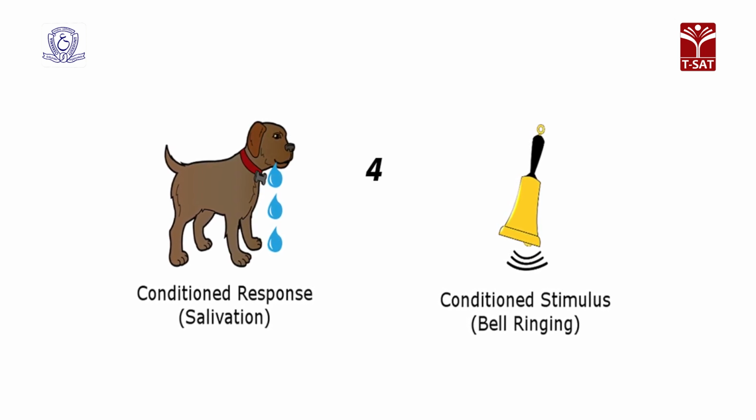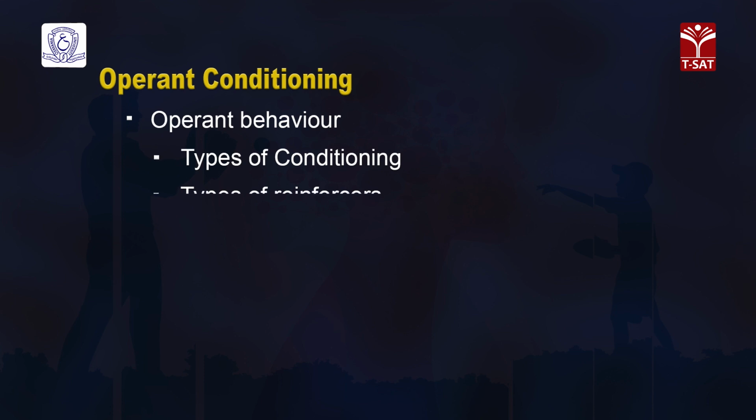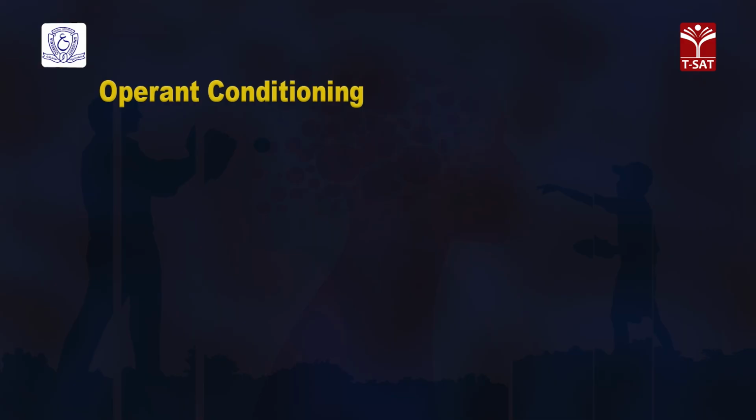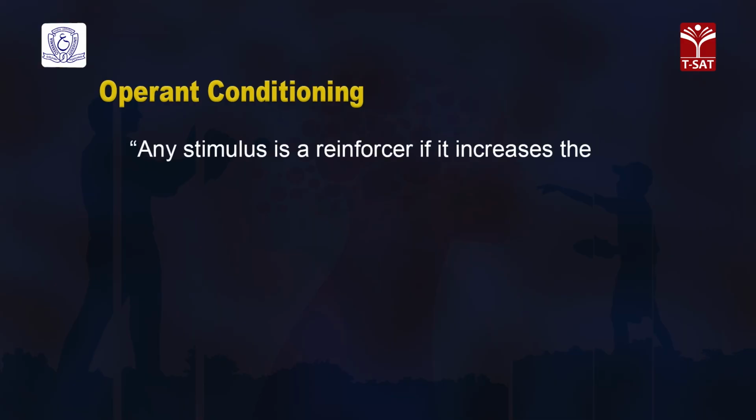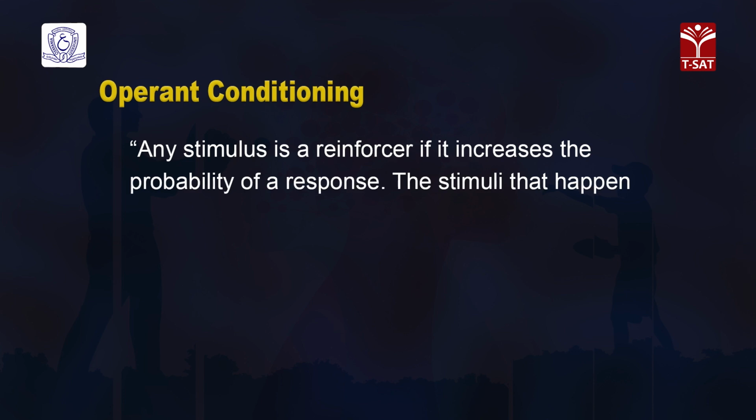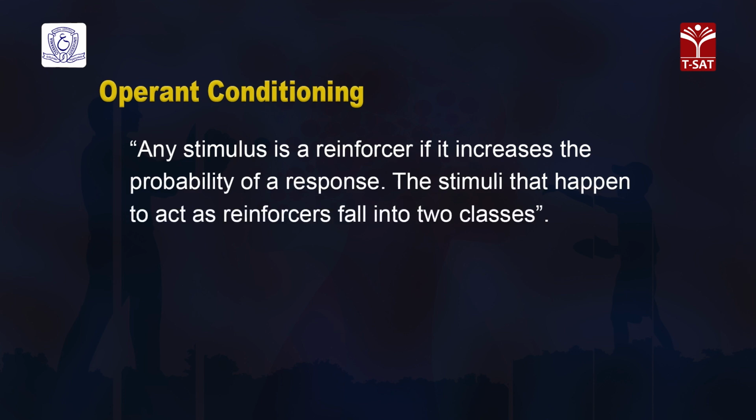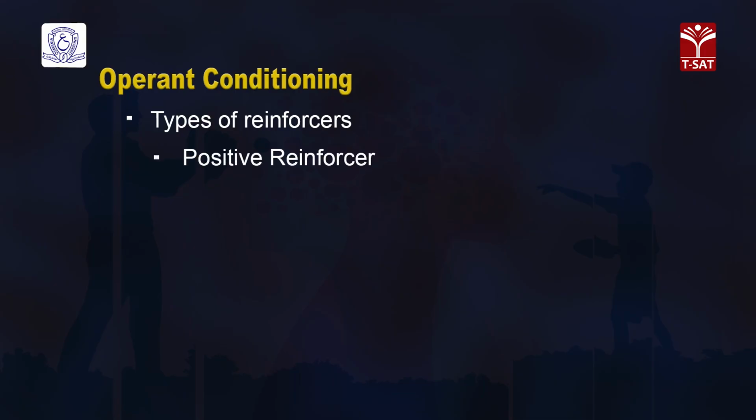In operant conditioning, let us understand the process of reinforcement through the types of reinforcers. A reinforcer is defined by its effects. Any stimulus is a reinforcer if it increases the probability of a response. The stimuli that happen to act as reinforcers fall into two classes: positive reinforcer and negative reinforcer.